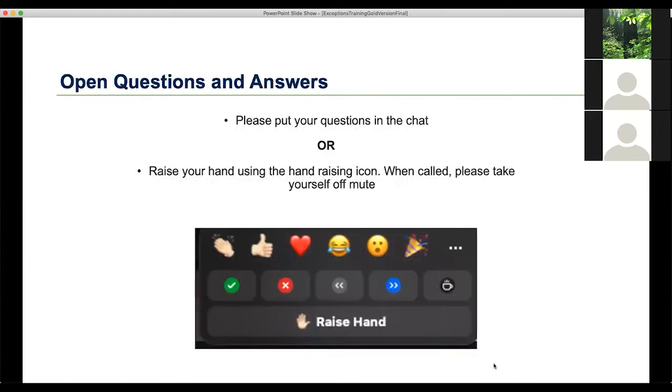There are a couple ways to do this. What we found is most useful is if people either raise their hand and then we can call on them and ask them to come off mute, or feel free to put your questions in the chat and I'll read those off and then Rose will answer them. And again, if there is anything that we're not able to answer today, we are recording the chat, so we will be capturing the questions and we will answer them either in an FAQ or in a future training. So Rose, are you ready?